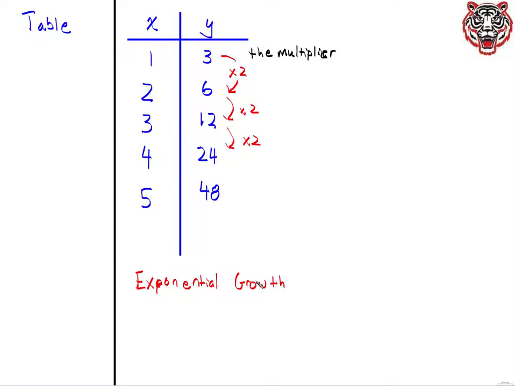The multiplier. So exponential growth has a multiplier that is greater than 1. Not equal to 1, because if it was equal to 1, then you would have a linear equation.